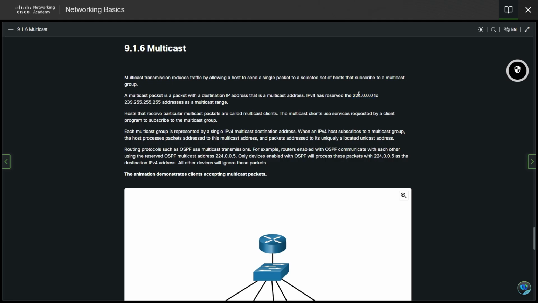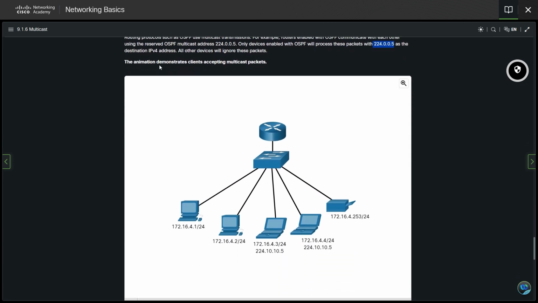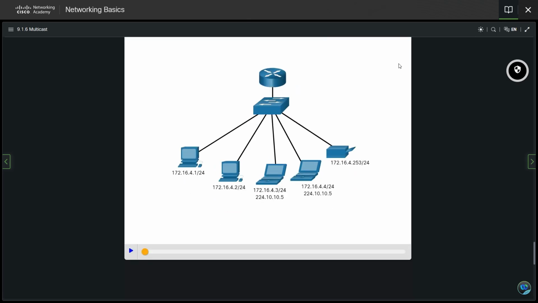Only devices enabled with OSPF will process these packets with this address as the destination IPv4 address. All other devices will ignore these packets. And the animation demonstrates clients accepting multicast packets.